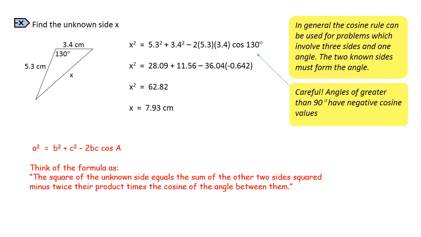Looking at the diagram, the unknown side squared is equal to the sum of the other two sides squared minus twice their product times the cosine of the angle in between them. That is x squared equals 5.3 squared plus 3.4 squared minus 2 times 5.3 times 3.4 times the cos of 130. And once you've got that written down, it's just a matter of a bit of arithmetic and calculator work. There's another worked example presented here, but we're going to come back to that later and skip straight down to some questions which we can do together.